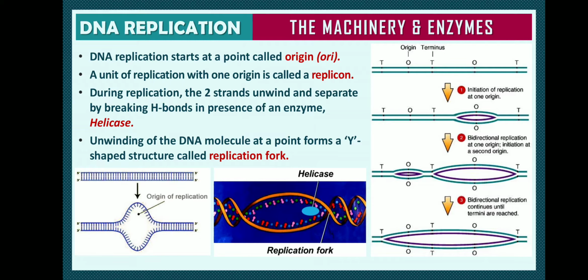Now we'll move to the most important and actual concept of how exactly DNA replication takes place. DNA replication starts at a point called the origin, or ori. You can find here, students, this is a double-stranded DNA, where a point of origin, that means the point where DNA synthesis will start, we call the origin of replication.